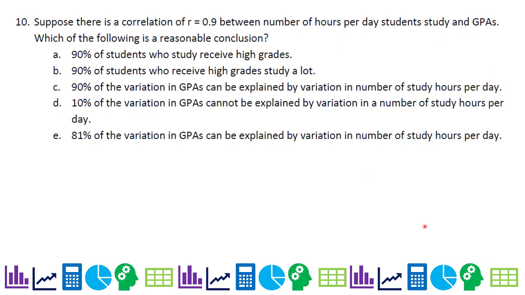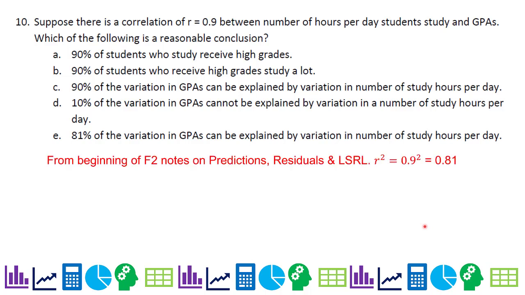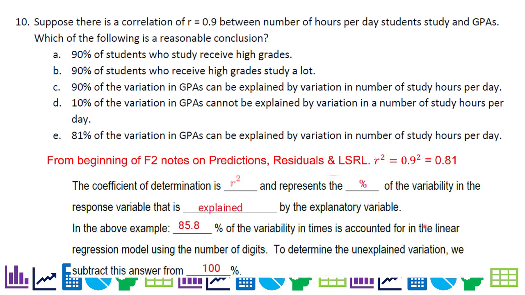Number 10, suppose there is a correlation of r equals 0.9 between numbers of hours per day students study and GPAs. Which of the following is a reasonable conclusion? If you look at your F2 notes, it tells you about this thing called R squared. R squared is the coefficient of determination, and it represents a percent of the variability in the response variable that is explained by the explanatory variable.